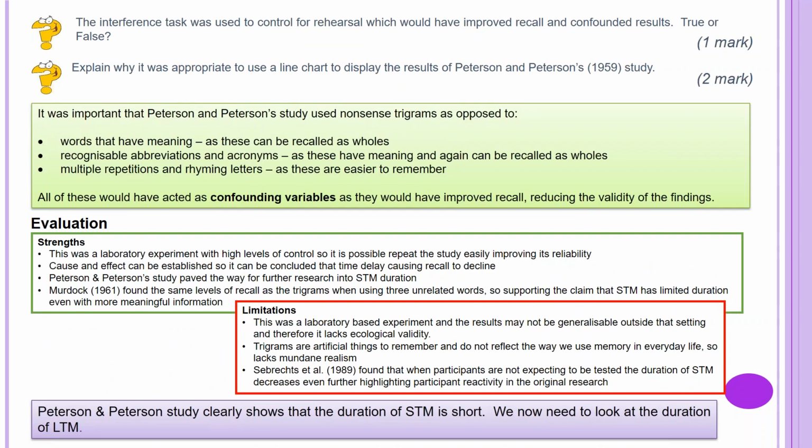Okay, the next question. The interference task was used to control for rehearsal, which would have improved recall and confounded results. True or false? Okay, the answer here is true. Explain why it is appropriate to use a line chart to display the results of Peterson and Peterson's study.